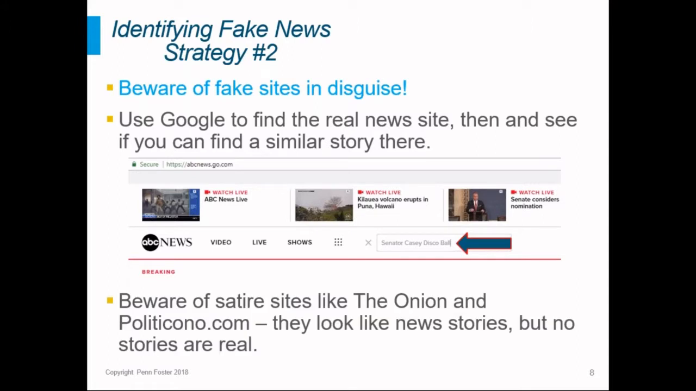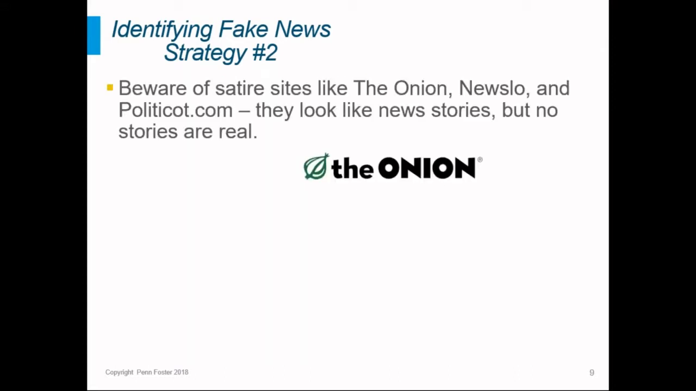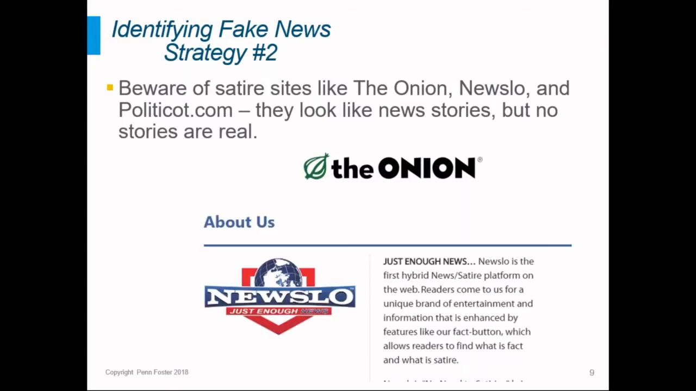And also just beware that there are satire sites online, things like The Onion and Politico.com. They look like news stories, but none of the stories are real. So you can check that out by seeing what other stories are on the websites, because usually there's some that sound completely ridiculous. We're looking at the About Us page on the site, and they'll often tell you that it's satire.